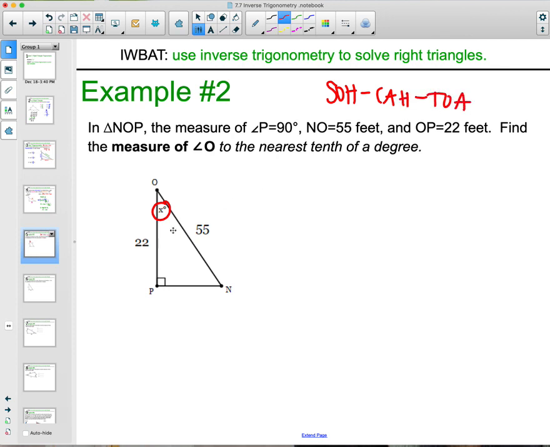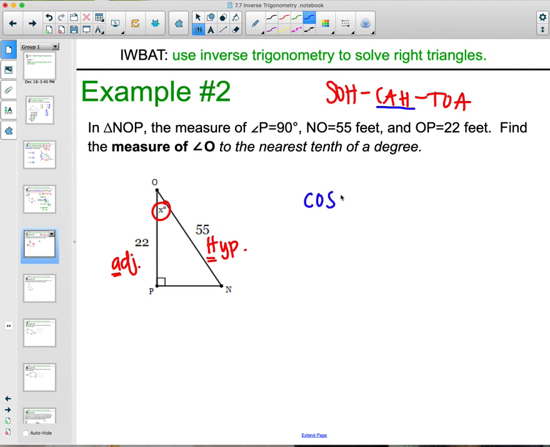So we're going to label the sides again. So opposite would be PN, which has nothing. Okay, directly across from the 90 would be the hypotenuse. So 55 is the hypotenuse. And then next to the angle that we're looking for is the adjacent. So we have the A and the H. So an AH function is cosine.